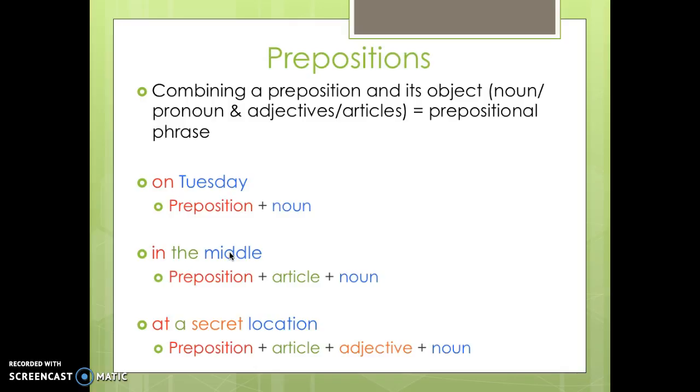Combining a preposition with its object, which is a noun or a pronoun, and the adjectives or articles makes a prepositional phrase. So for example, on Tuesday is a prepositional phrase because on is the preposition and Tuesday is the noun. In the middle is a preposition, an article, and a noun. And then at a secret location is a preposition, an article, an adjective, and a noun. All 3 of these are prepositional phrases.